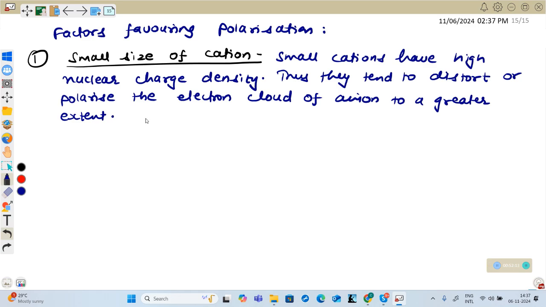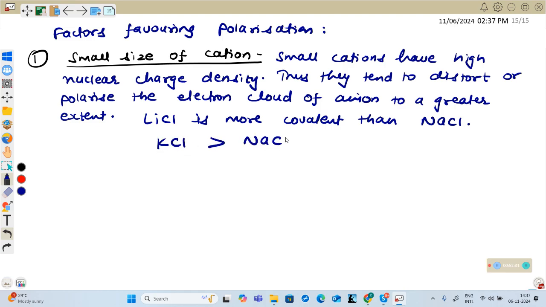You got it? So I can say lithium chloride is more covalent than sodium chloride, and potassium chloride is more covalent than sodium chloride. KCl more covalent than sodium chloride. Did I reverse it? Wait a minute, LiCl is more covalent than sodium chloride, and I reversed it.